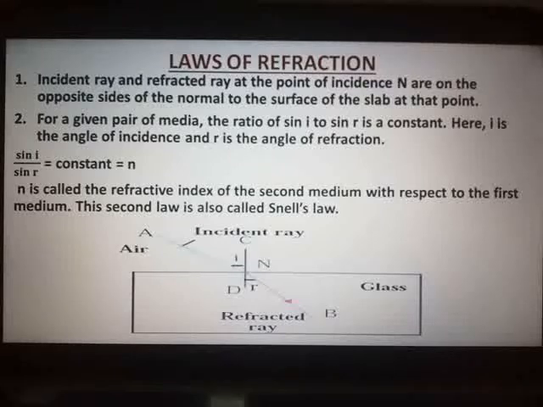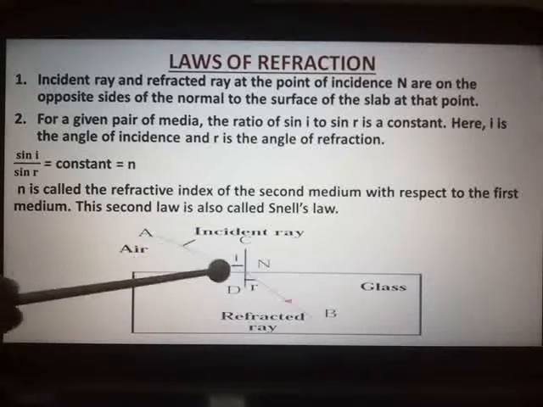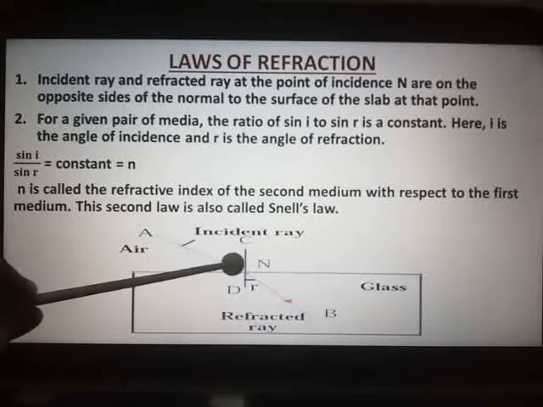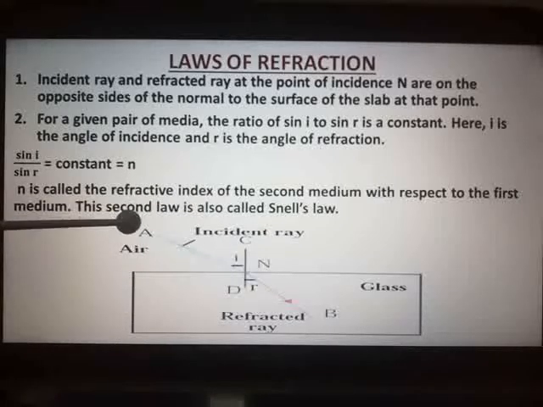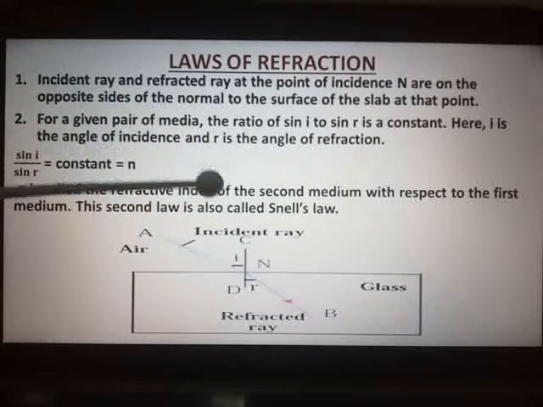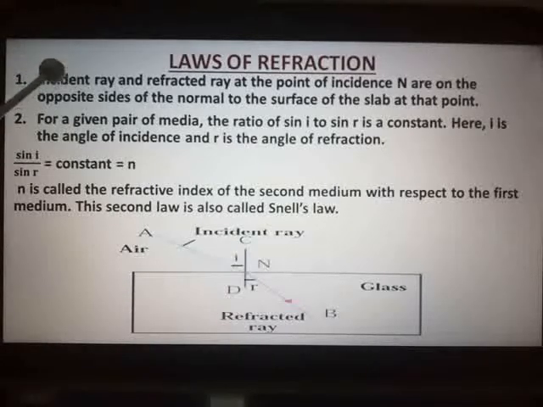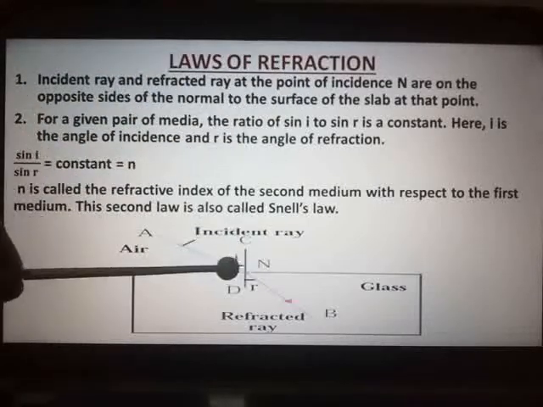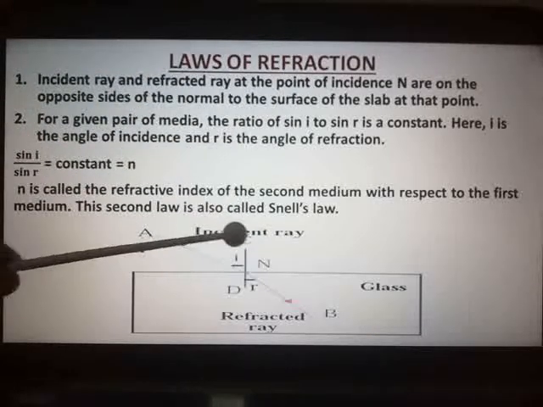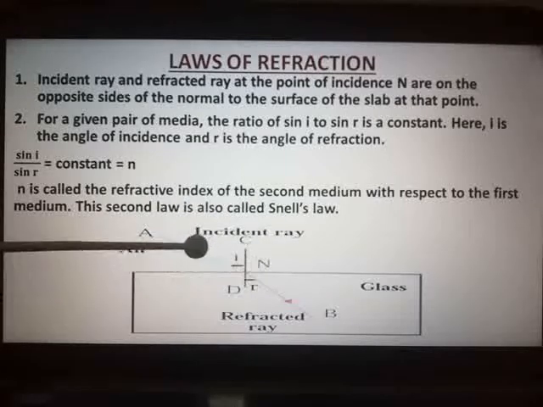So what does your first point state? You can see the light ray here entering from air into the glass. So here AN is your incident ray and NB is the refracted ray, because this incident ray has passed from one medium, air, into the other medium, glass. So it has undergone refraction. So the incident ray and refracted ray at the point of incidence, which is N, are on the opposite sides of the normal to the surface of the glass at that point for a given pair of media.